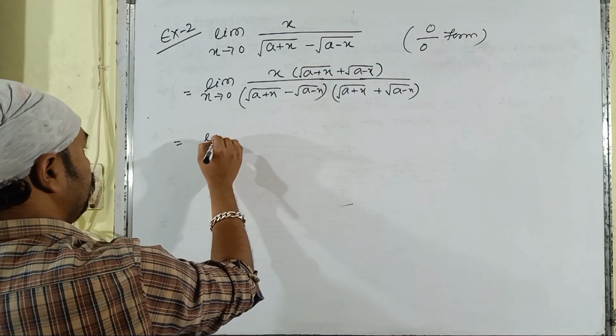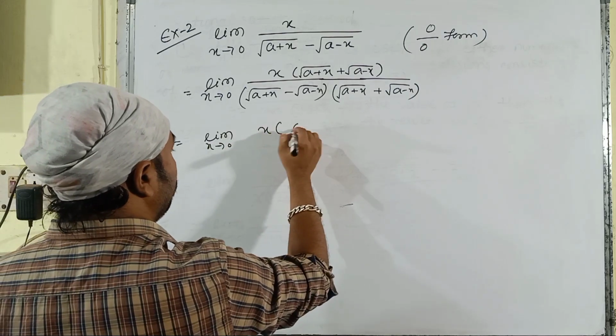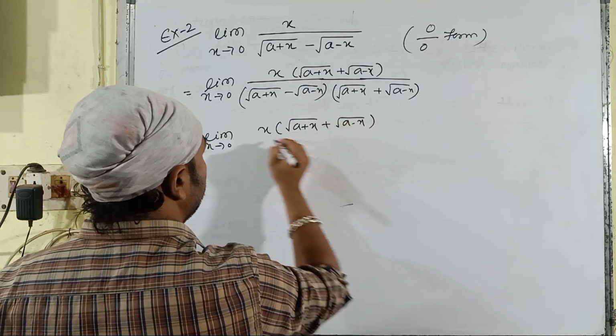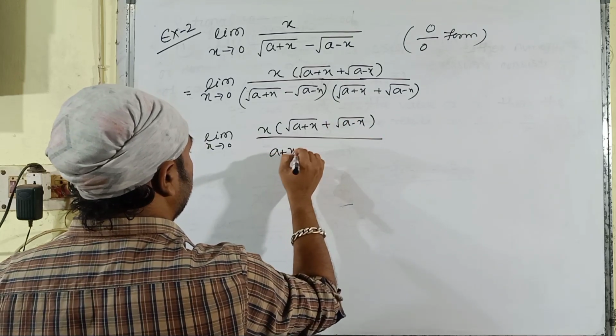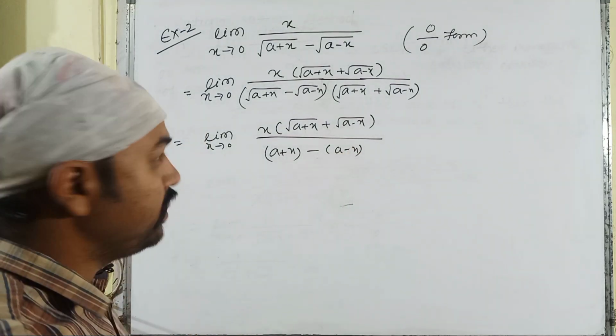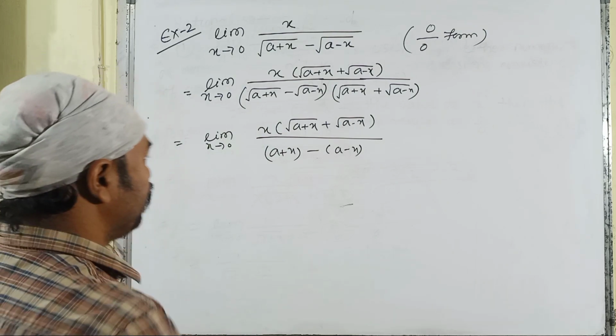Limit x tends to 0, x multiplied with the square root of a plus x plus square root of a minus x, divided by the denominator, which becomes a plus x minus a minus x, by applying the algebraic identity a plus b into a minus b, that is a square minus b square.